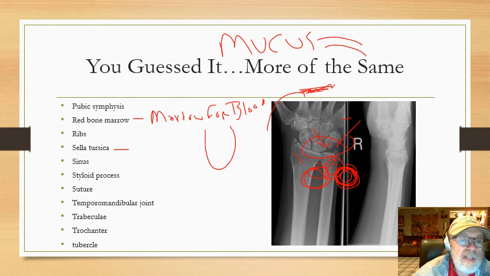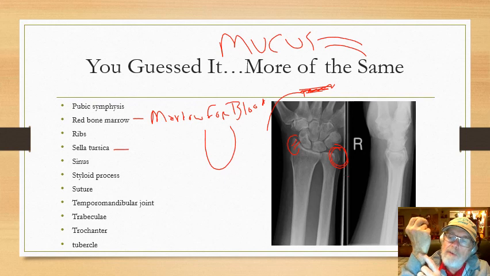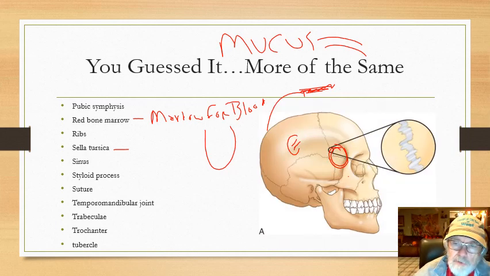Styloid process. If I look at a styloid process, that's this area right here. It's a little bump, a little nub at the end of the bone. This one actually has a fracture. See that little gap right there? That's a fracture. But that's called the styloid process. If you feel that little bump right here, that's called the ulnar styloid. And there's one on the lateral side, which is called the radial styloid, which is much smaller. That's called the styloid process.